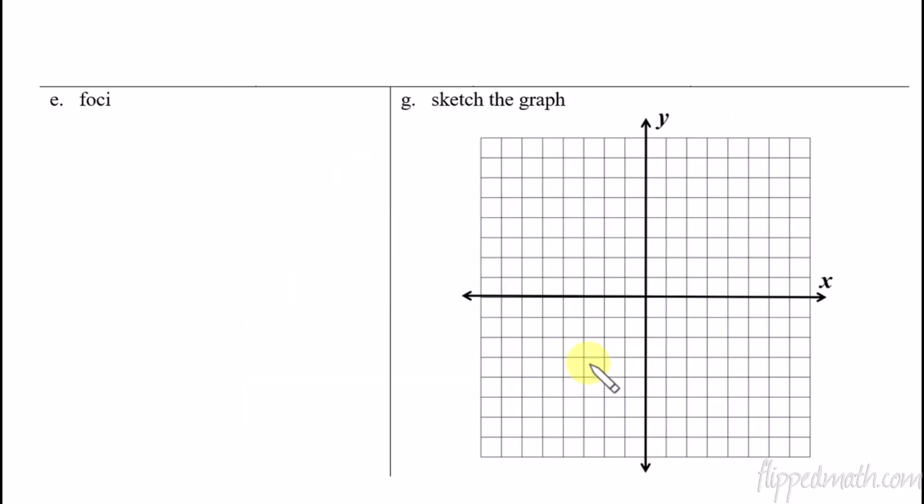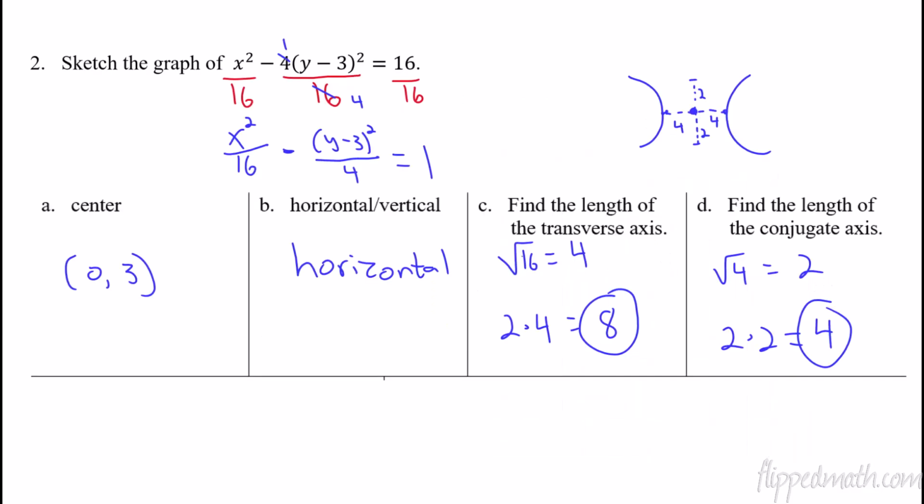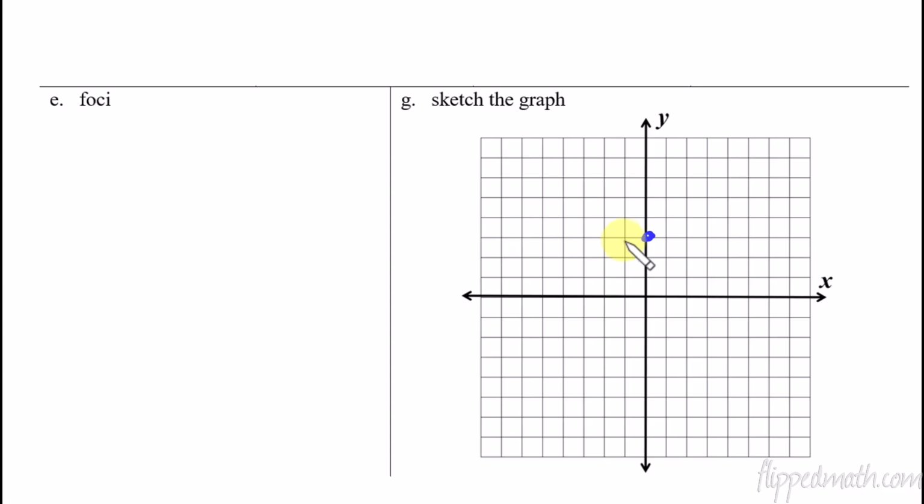Center is (0, 3). There's my center. And then it is horizontal, so left and right. So I'm moving left 4 and right 4 for a total of 8. So left 4: 1, 2, 3, 4. Right: 1, 2, 3, 4, total of 8.